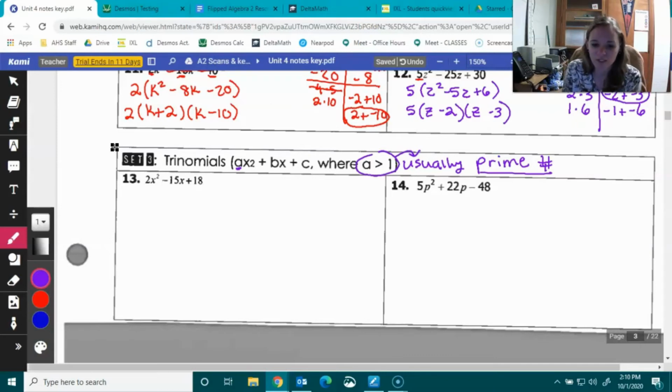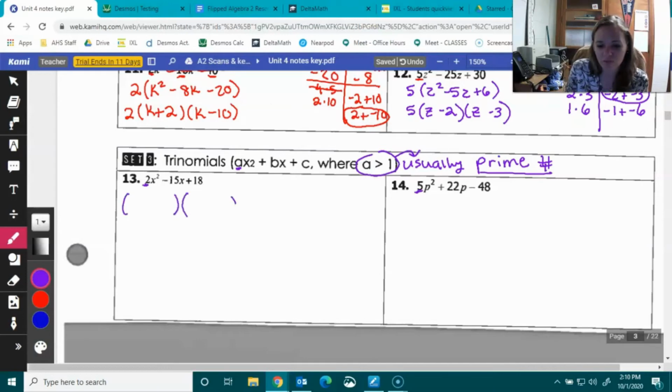For example, this one has a factor of 2, and 2 doesn't have any other factors other than 1 and 2. This one has 5. Okay, its only factors are 1 and 5. You don't have any other factors of 5. So to do this one, I do this trial and error way.